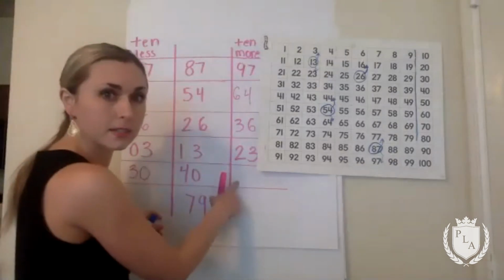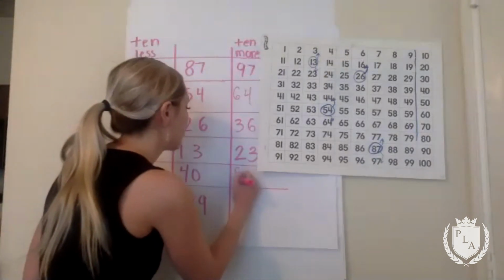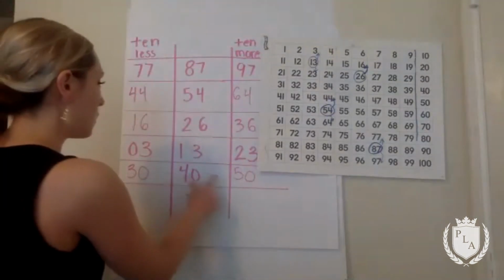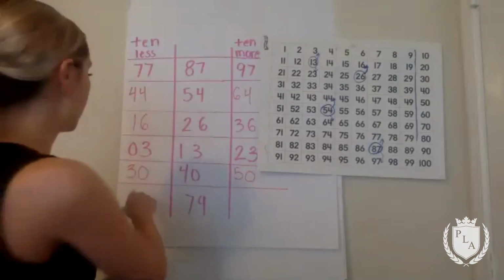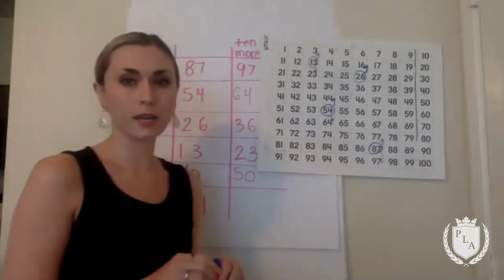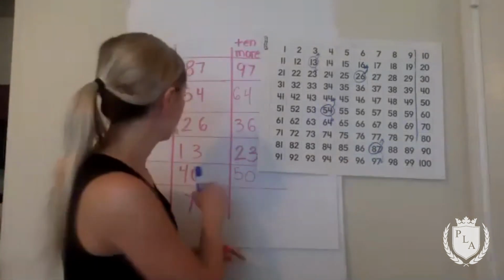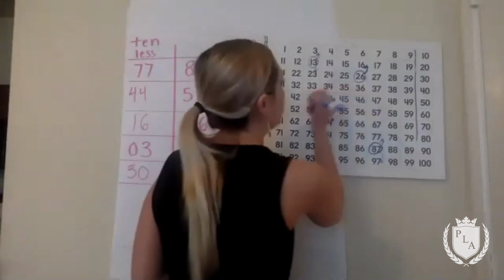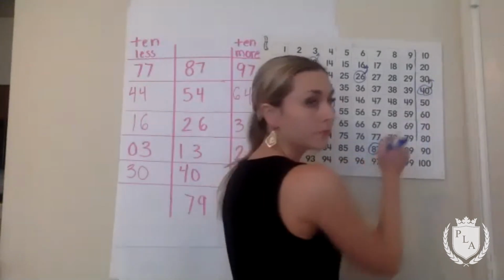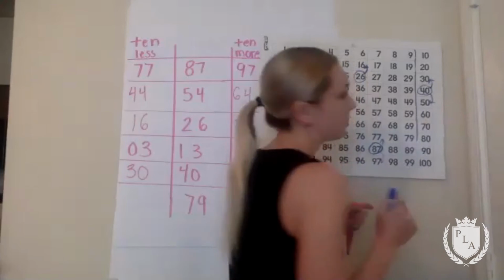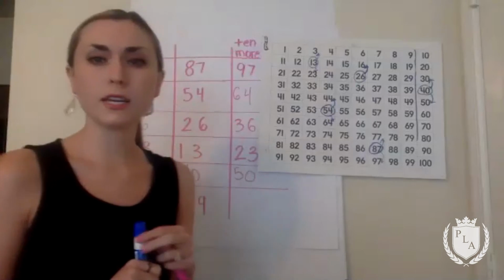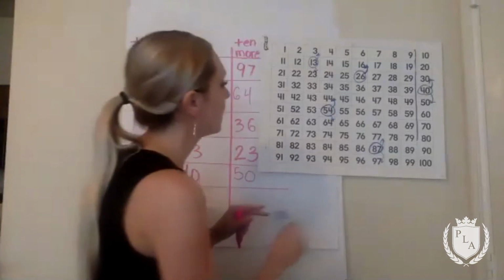What would come next? 50. If you said 50, you are correct because I have 3, 4, 5. They are in the correct sequence and it makes sense. But I'll still double check my work because that is always the right thing to do. Okay, 40. Here is 40. I'm gonna jump up. 30, jump down, 50. So I know that I did it correctly. Last one, 79.